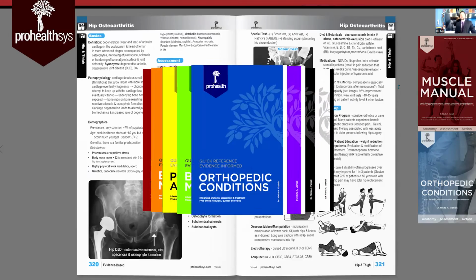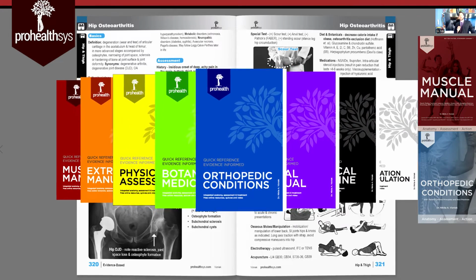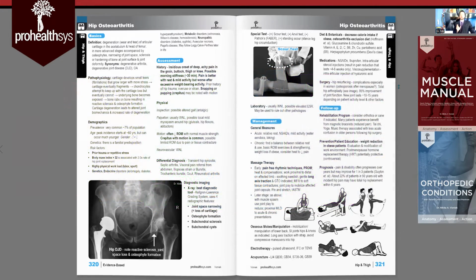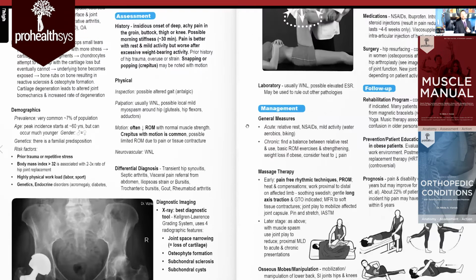Here and now we are going to be talking about hip osteoarthritis. This is an extremely common condition. You should know everything about this condition from identification and all the way down to all of your treatment options. So going through our quick summary, what do we see?